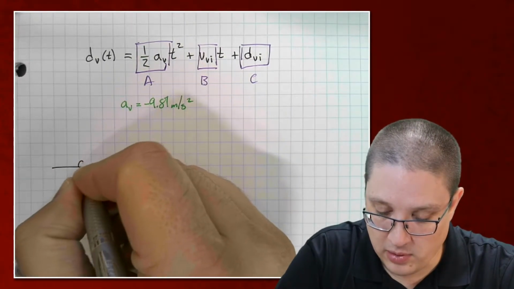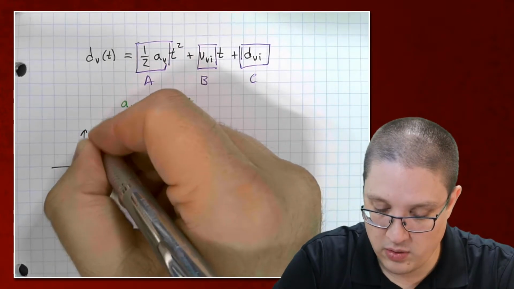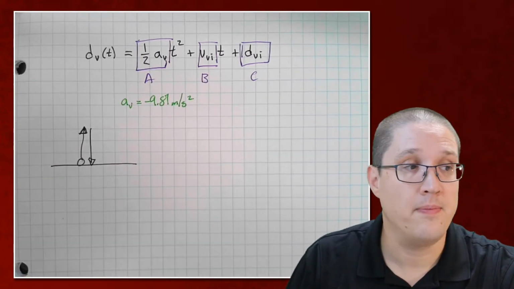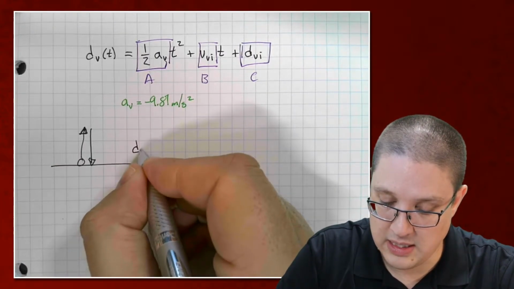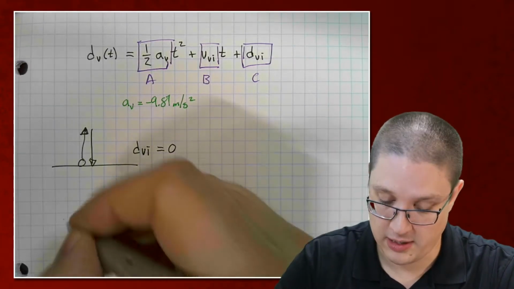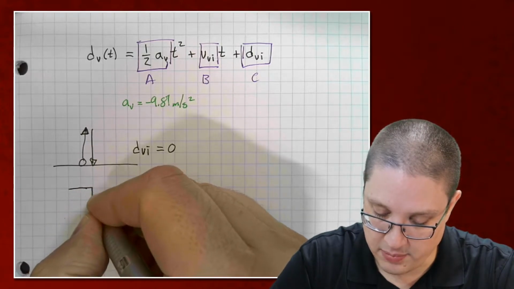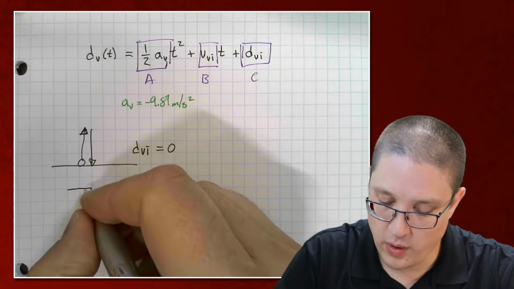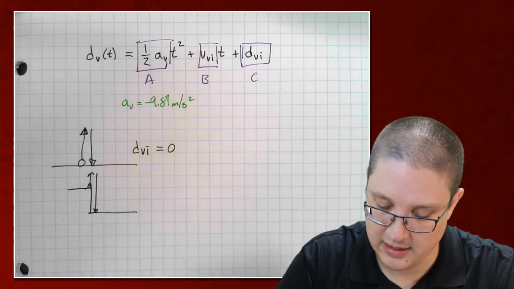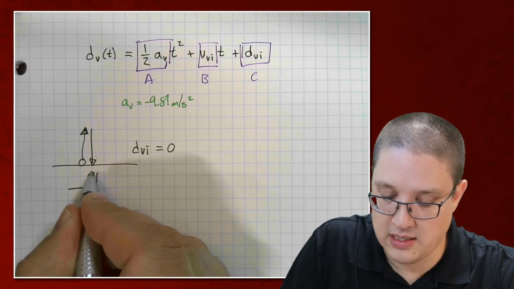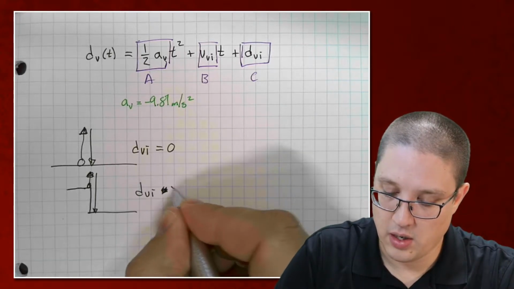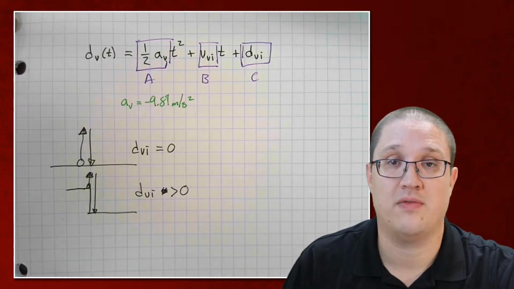So let's say that I'm launching from the ground and landing at the same height. My launch and land are the same. In this case, my dvi would be 0 because I'm launching and landing at the same height. Let's say that I have a problem where I am launching from a cliff and landing at a lower height. In this case, my initial position is going to be greater than 0 or positive.